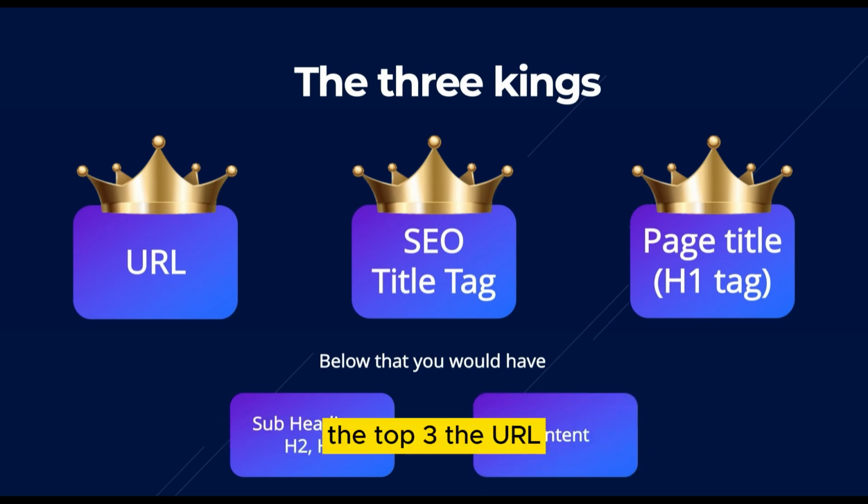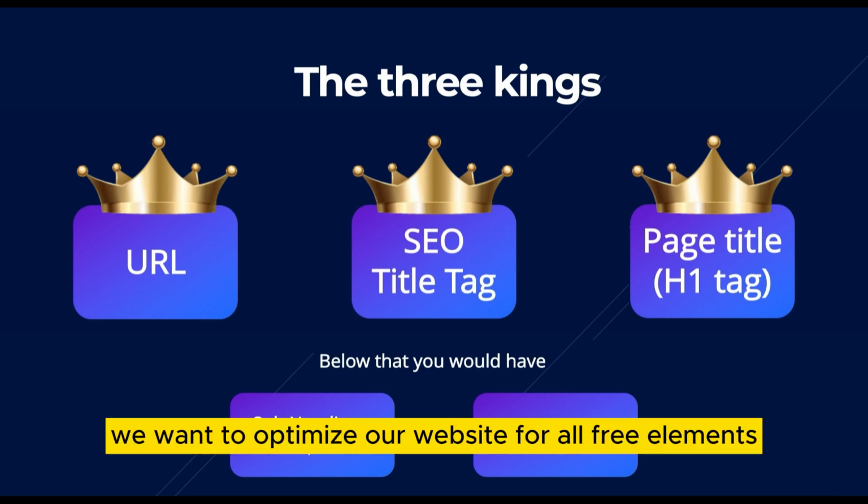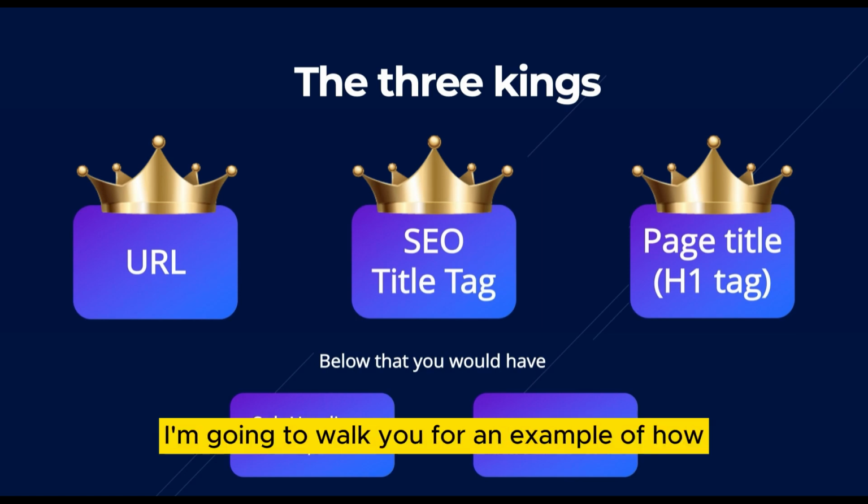The top three, the URL, the SEO title tag, and the page title, these are the real big hitters and essentially define what your page is all about. Now we know this, we want to optimize our websites for all three elements. In the next video, I'm going to walk you through an example of how you optimize your website for each king. I'll see you there.